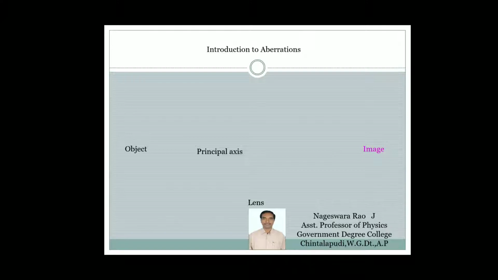In this topic, we have to introduce aberrations. What are aberrations? How many types of aberrations are there? How can we eliminate these aberrations or defects in lenses? We will discuss that here. So actually, this is one convex lens.